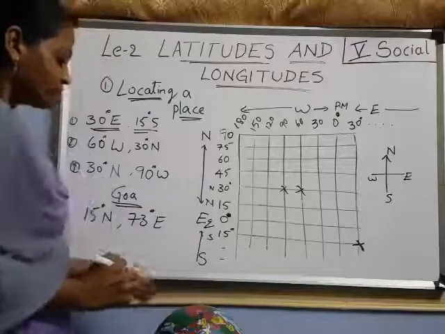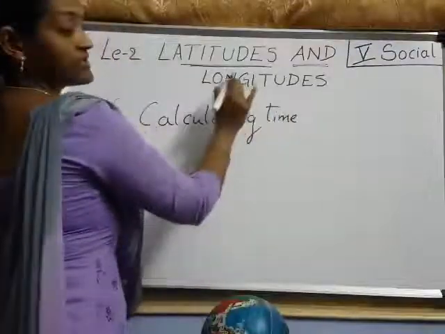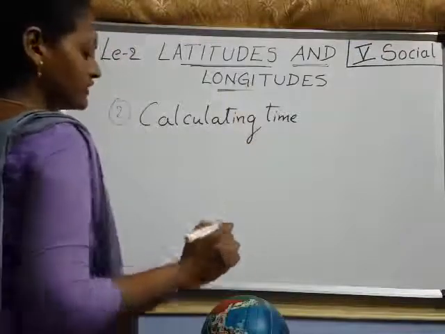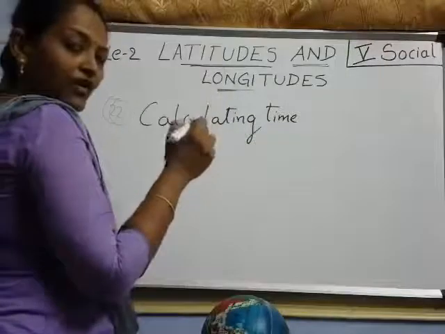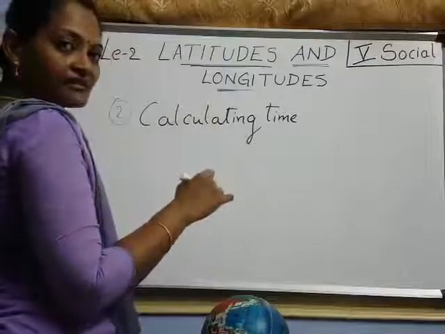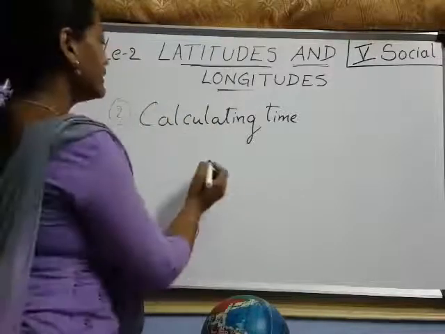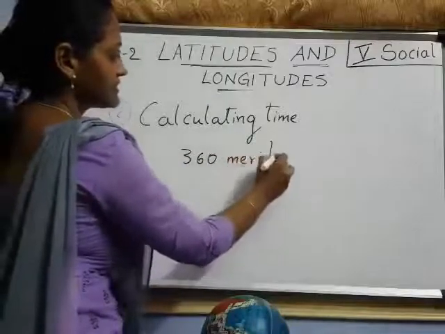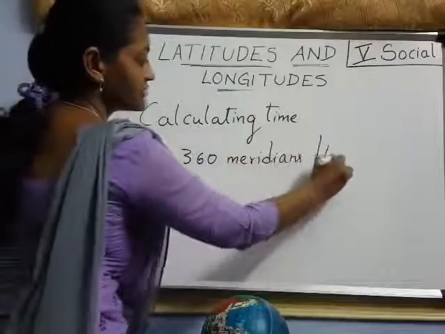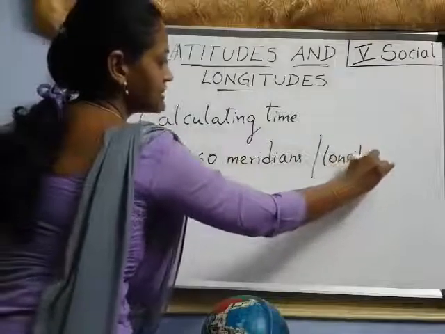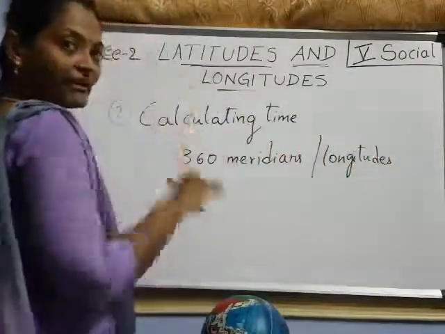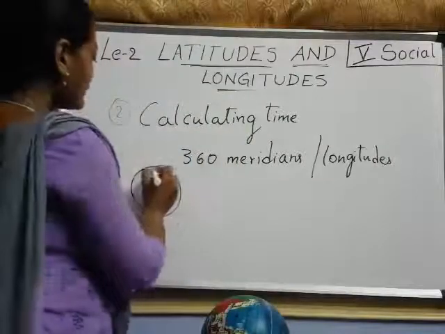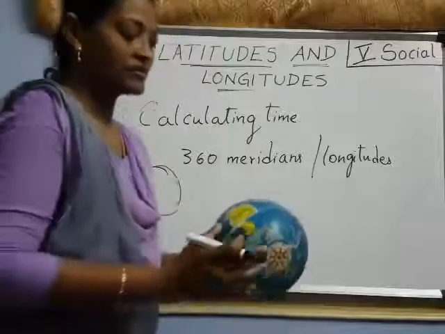Now coming to the next, children, by using longitudes we can calculate time also. How? Look at here, all 360 lines complete one round, isn't it? I said 360 meridians are there, right? 360 meridians means 360 longitudes, right, children? These 360 longitudes complete one round, I said. They complete one round, isn't it? That round I showed, no, here see this board.